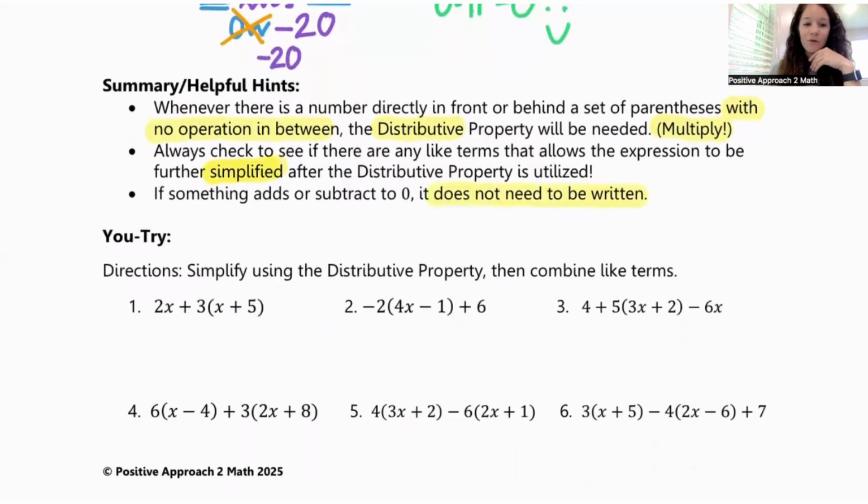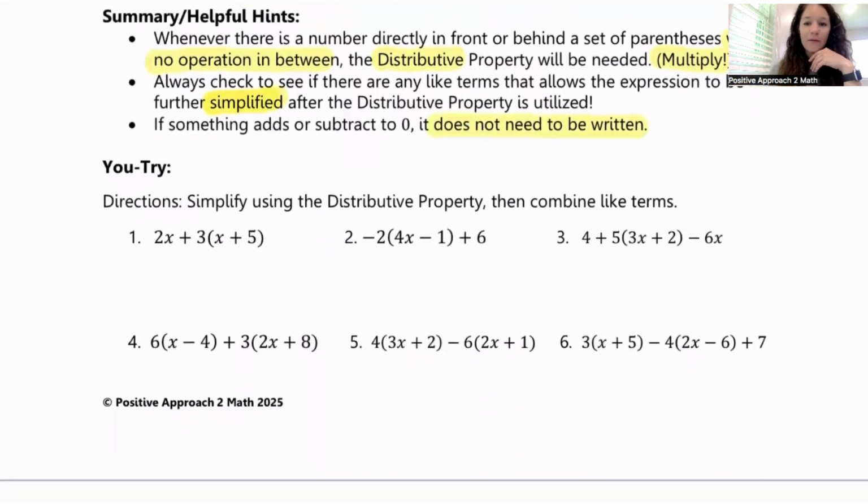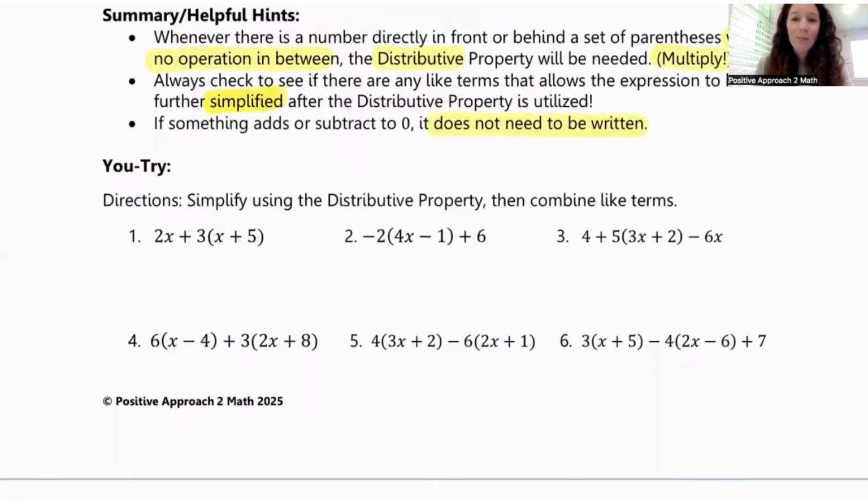So I did leave you with 6 you try problems for you to try on your own. They look good. Number 6 is a fun one. Please feel free to try them on your own. I encourage you to try them on your own. I know you can. At least get started with some of them on your own. And then a link's popping up for you to click on to check your work.